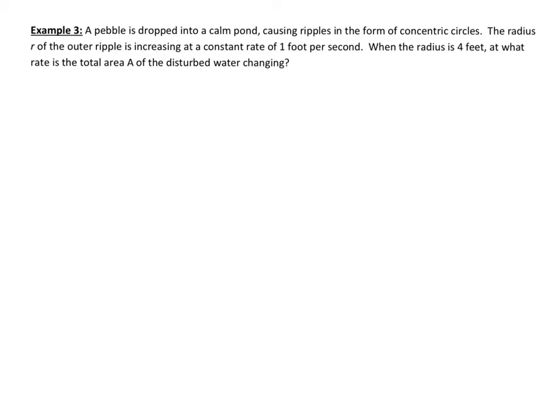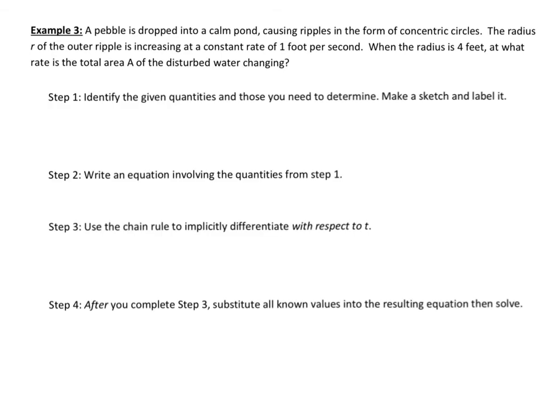Let's do another example. A pebble is dropped into a calm pond, causing ripples to form in the form of concentric circles. Remember, concentric means they have the same center. The radius of the outer ripple is increasing at a constant rate of 1 foot per second. Then they ask you, when the radius is 4 feet, at what rate is the total area A of the disturbed water changing? So I gave you here a list of 4 steps, and these work pretty well on these problems. It's good to just go slowly, step by step.